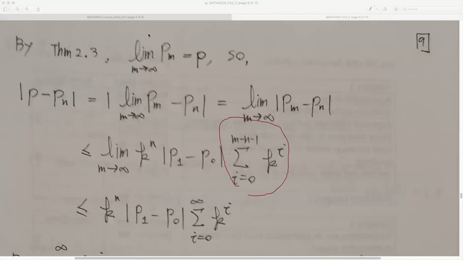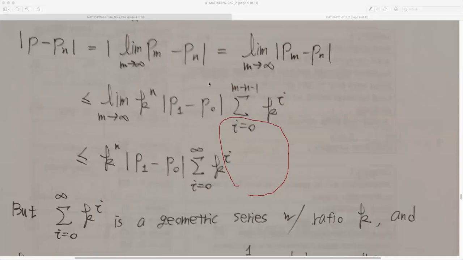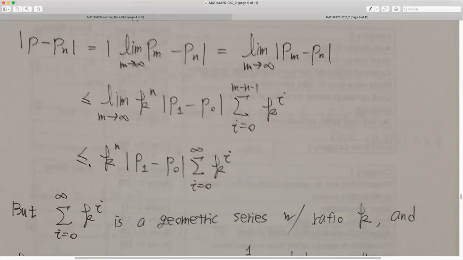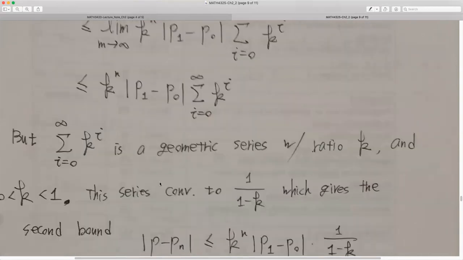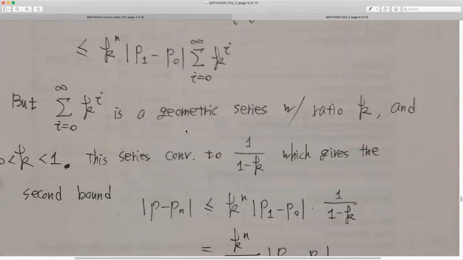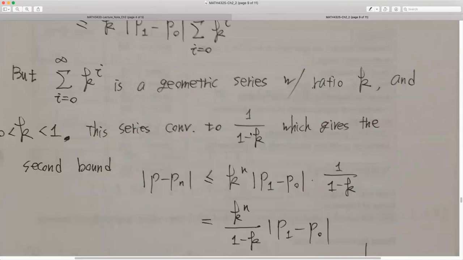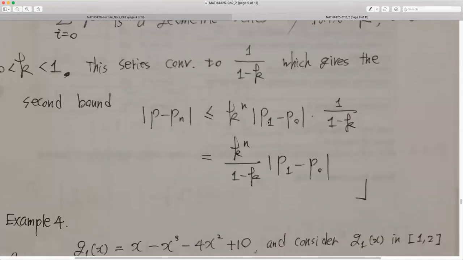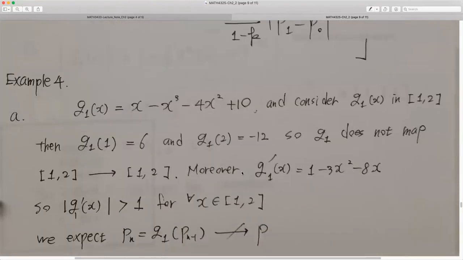So now we got that this one is bounded by this one. Definitely, between the finite series and the infinite series, the infinite series is greater than the finite series, so that's why we get that inequality. And this is a geometric series with ratio k, so that series converges to 1 over 1 minus k. So this is bounded by k to the nth power over 1 minus k, right? So now let's see g sub 1.